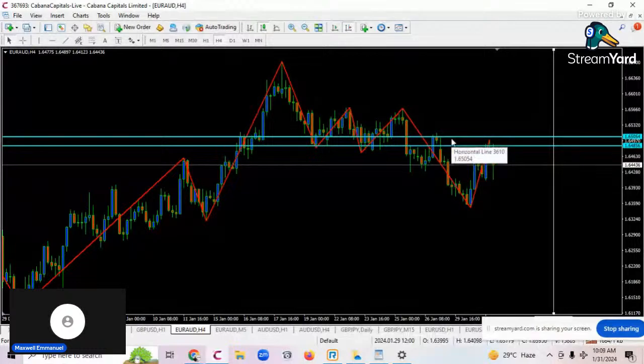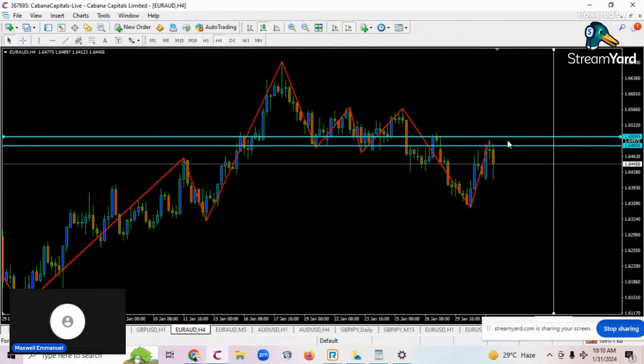That is my take on Euro Aussie. That supply zone or resistance zone should be broken before you consider buying Euro Aussie. But at the moment, I think Euro Aussie is bearish. If we apply the trend line, and if you also look at the structure, you would see that it's bearish.